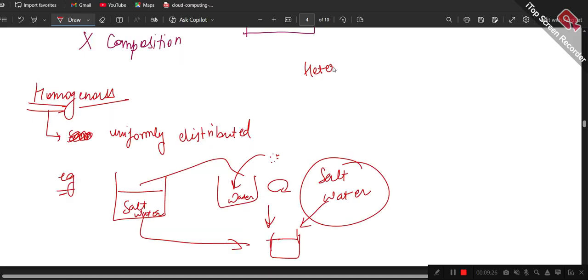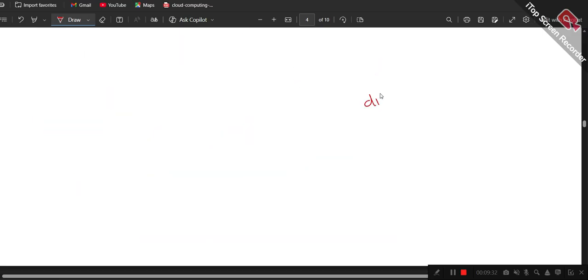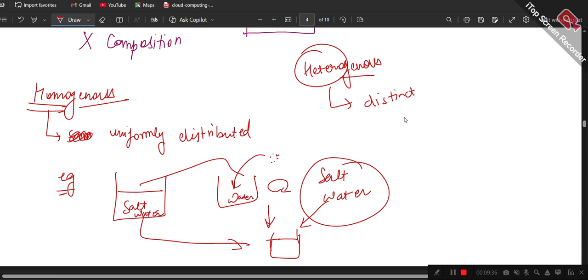When we talk about heterogeneous, hetero means distinct. So they have distinct layers. For example, a very famous example, oil in water. When we put oil in water, it tends to float or sink depending upon the density. It also forms droplets within the water.